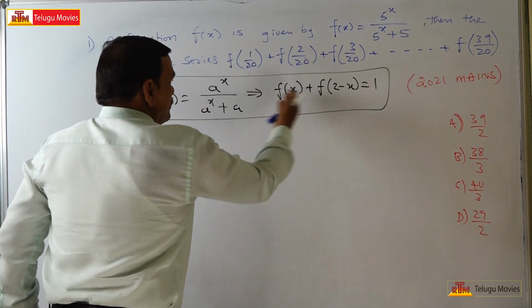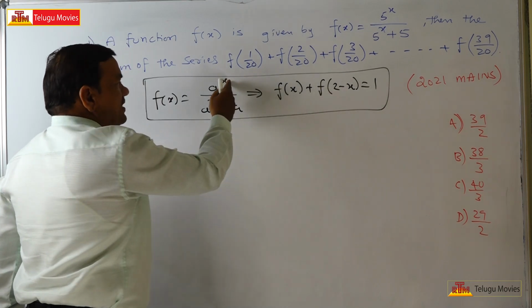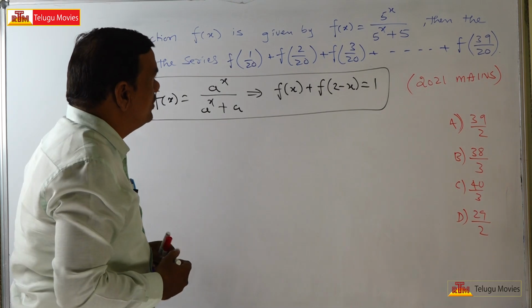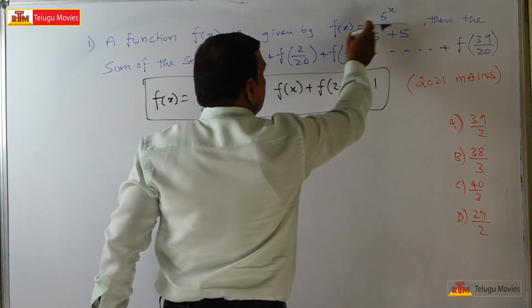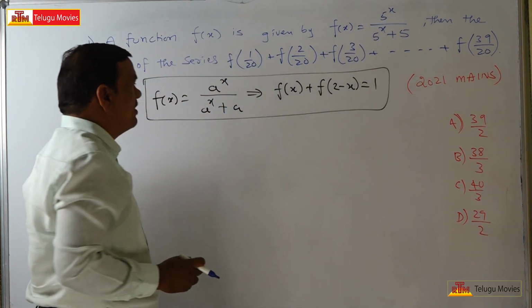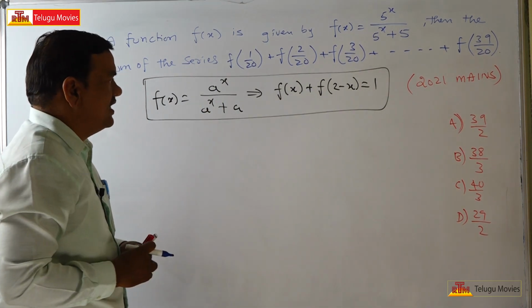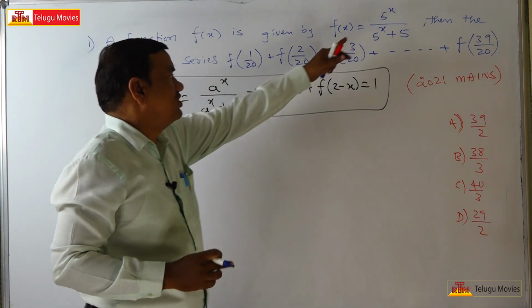You can prove it. Put 2 minus x in place of x, simplify it, and after cancellation you will get 1. Your function is also of the same type: f of x is equal to 5 power x by 5 power x plus 5. So let us see that problem.